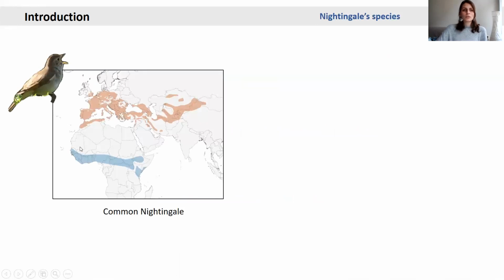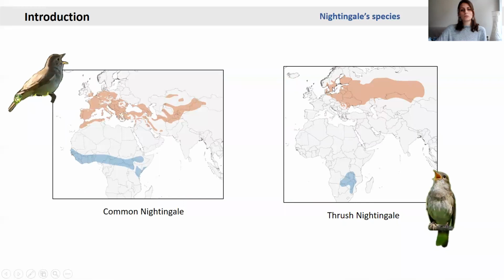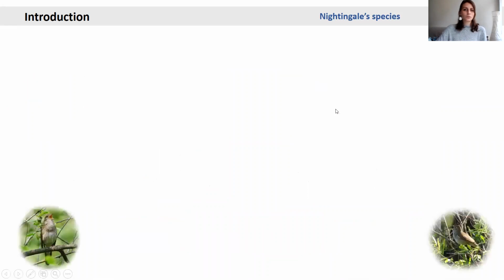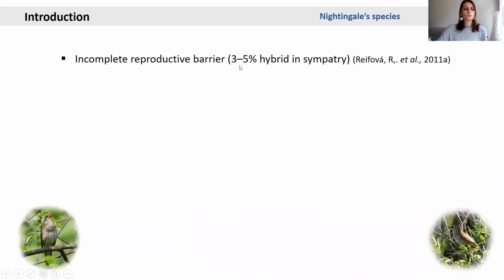So in our study, we focused on the common nightingale, who lives in the southwestern part of Europe, and the thrush nightingale, who lives in the northeastern part of Europe. And both species diverged around 1.8 million years ago, and then they came into secondary contact during the Holocene in the middle of Europe. And here in this contact zone, where both species occur, we know that 3 to 5% of the population is composed of hybrids. So that means that the reproductive barriers are still incomplete.